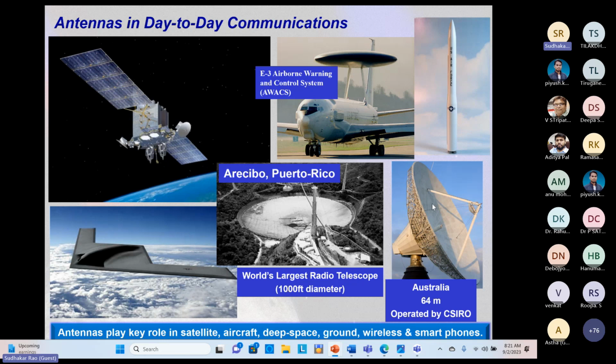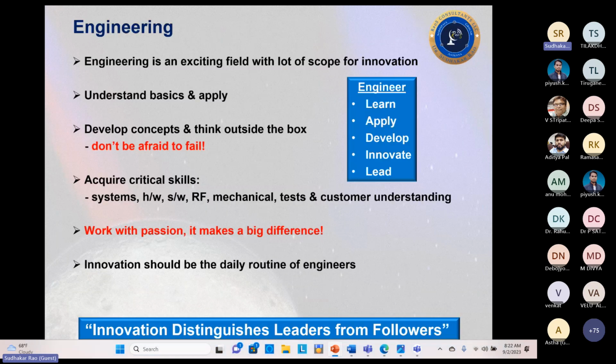On the bottom, you can see the 64 meter deep space network antenna. That's a very large antenna to communicate with deep space. Typically it's done at S band and Ka band both, dual band. There's a tracking system to track objects very closely. And on the top, you see the advanced missile, which I think we are working on now for the US military. So you have antennas in all these systems, and you can see how different types of antennas are being used for different applications.